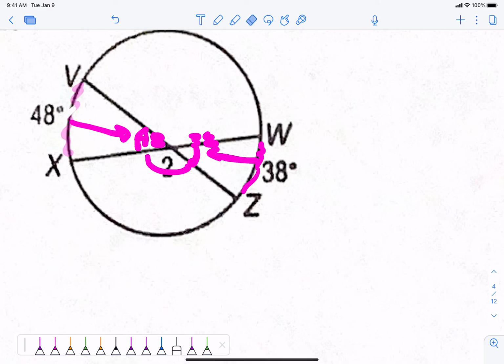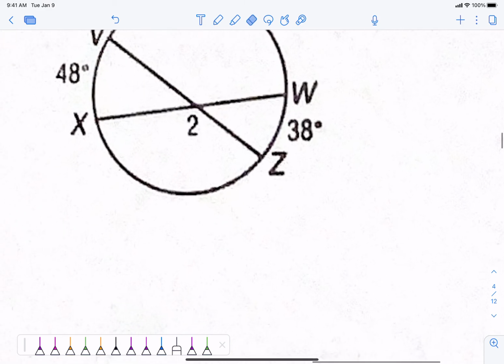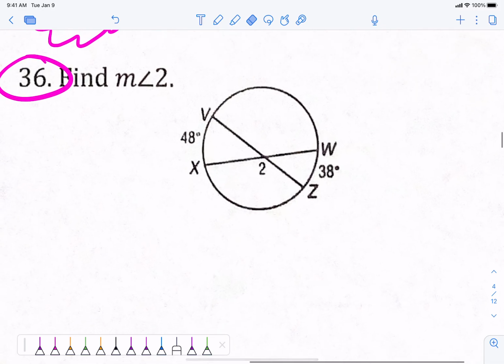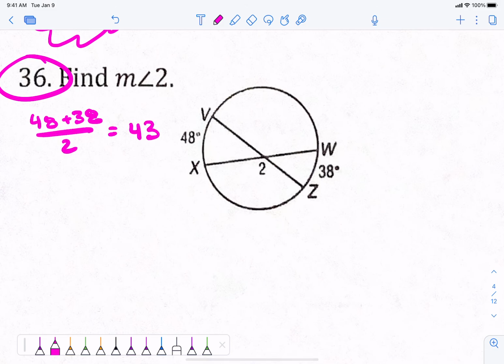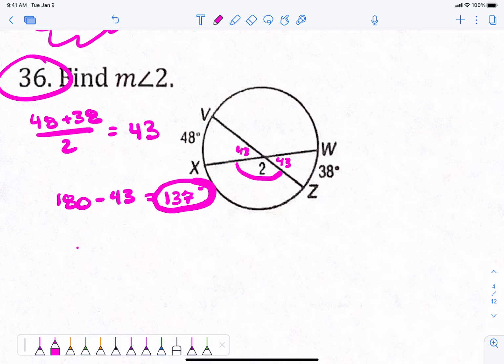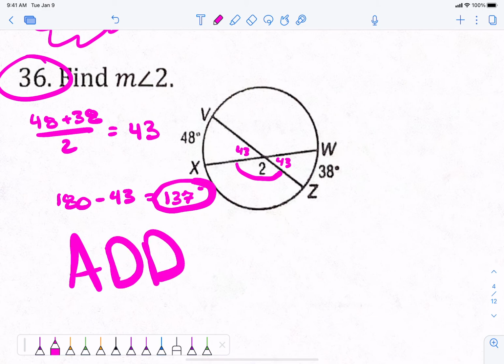Add divide by 2. This is where you find the average of the 2, right? This is an add divide by 2. So 48 plus 38, divided by 2, is 43. But 43 is this guy and this guy. I want to find this one. So 180 minus 43 is 137. Correct. When it looks like that, it's an add divide by 2.